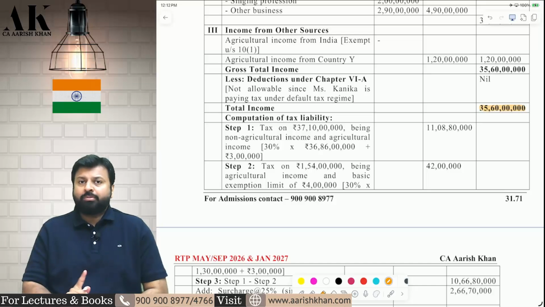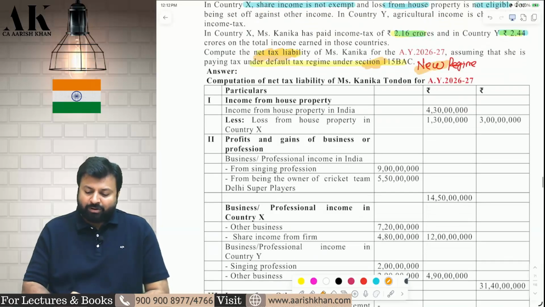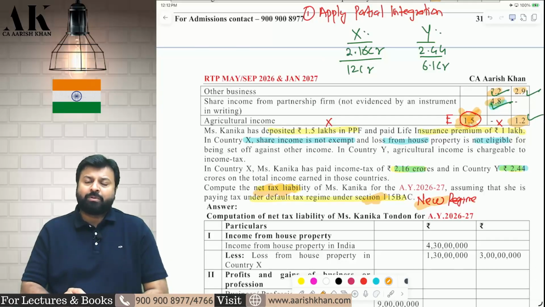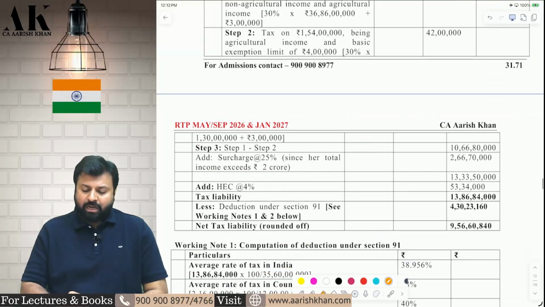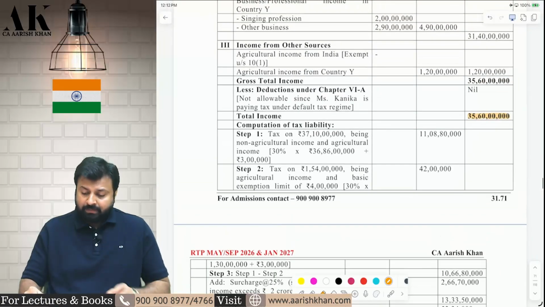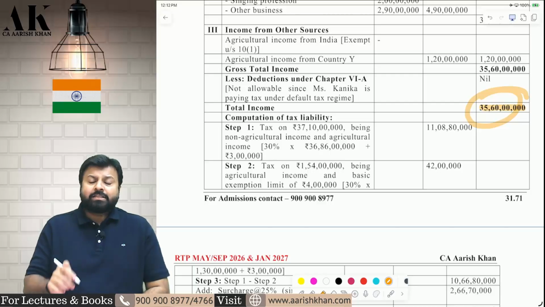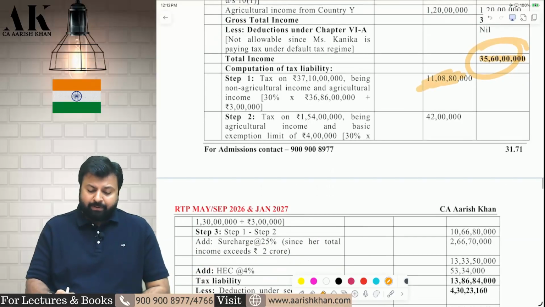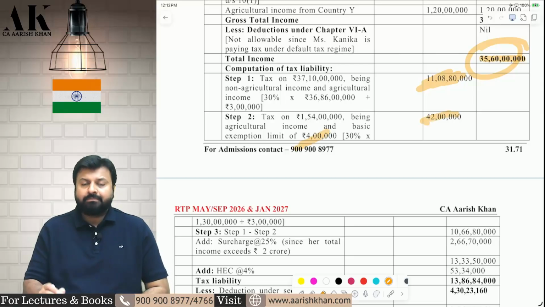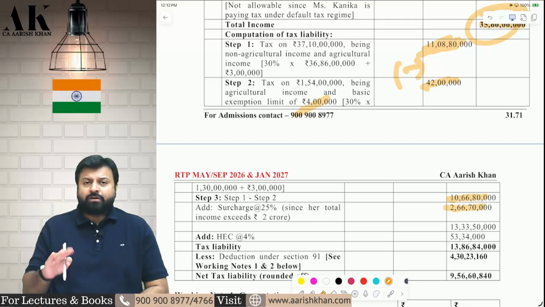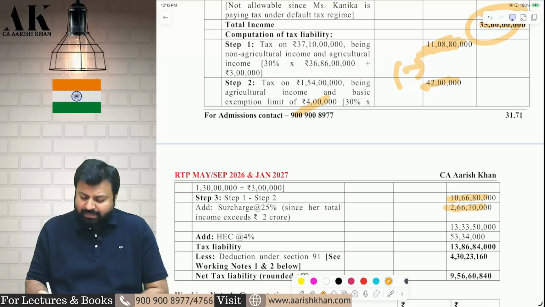How? Don't compute directly. Partial integration you have to apply because there is an agriculture income in India which is exempt to the extent of 1.5 crore. Compute partial integration. Step number 1 will be tax on this plus agriculture income. Step number 2 will be tax on agriculture income plus basic exemption limit. Then the difference between both of them will be the tax. On that you will apply 25% surcharge because the income is more than 5 crore. In new regime you will apply 25% surcharge, 4% cess.